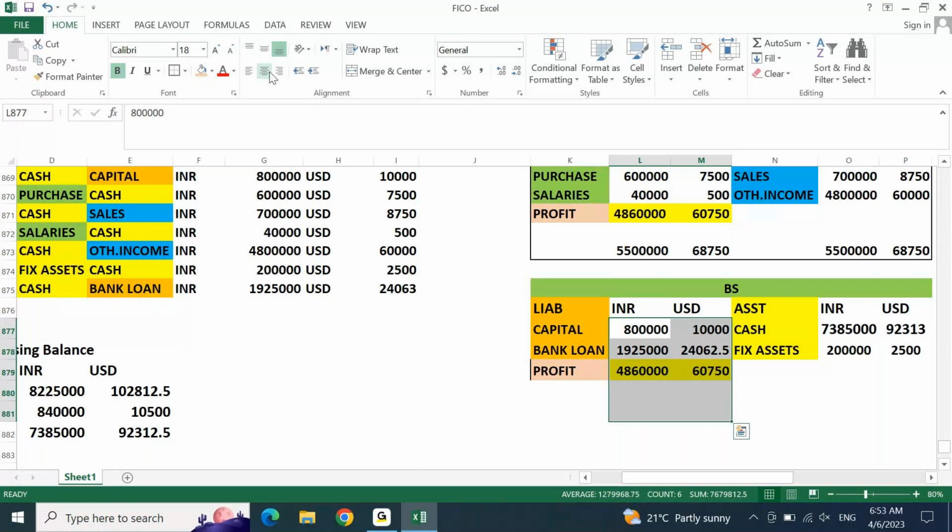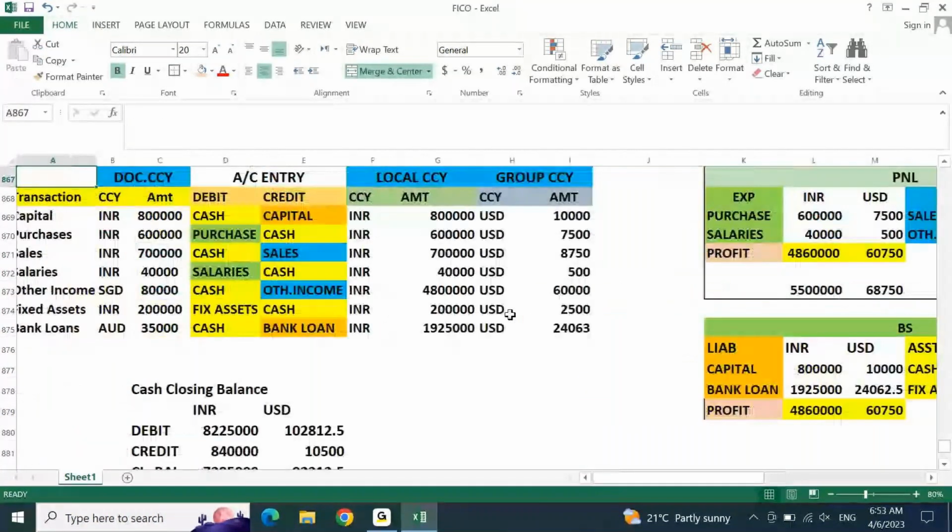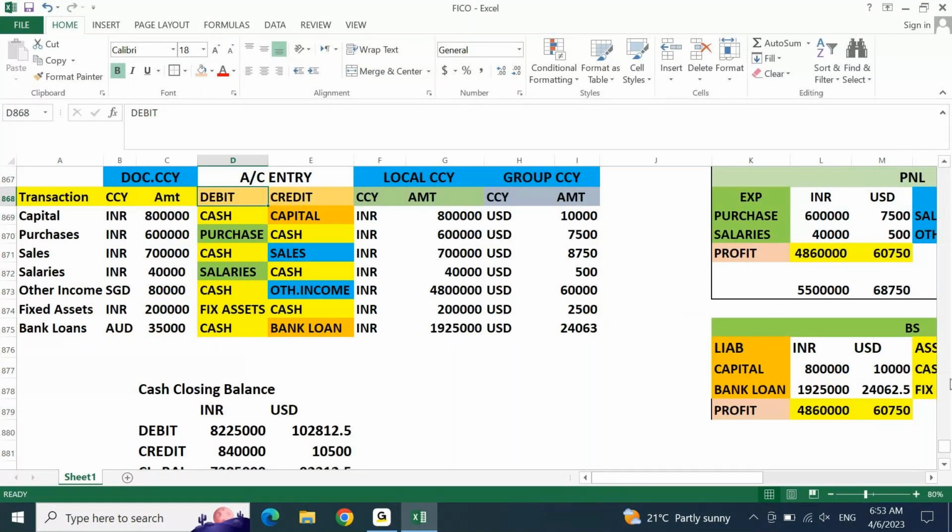Capital, we will have to take which number, positive or negative? If you are not understanding, what you only have to do, look at your capital. Your capital on your accounting entry is on the debit side or is on the credit side? Capital is credit side. Any credit is a negative number, any debit is a positive number. Okay, capital is a credit balance, so I'll put it as a negative number. Bank loan also I'm going to make a negative number.